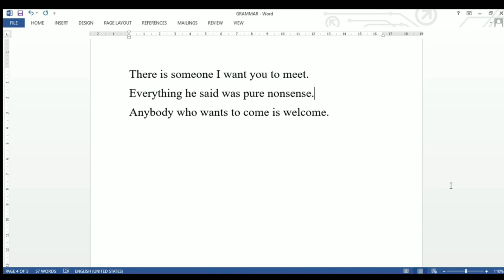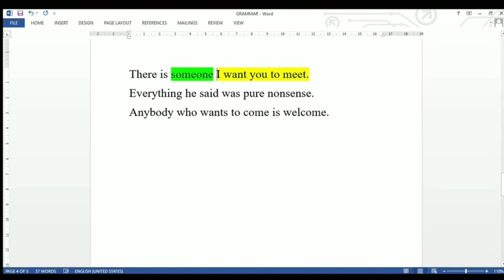Can anybody tell me where is the adjective clause? Yes, of course. That's right. I want you to meet is the adjective clause. It modifies the subject someone, which is an indefinite pronoun that does not refer to anyone or anybody in particular.